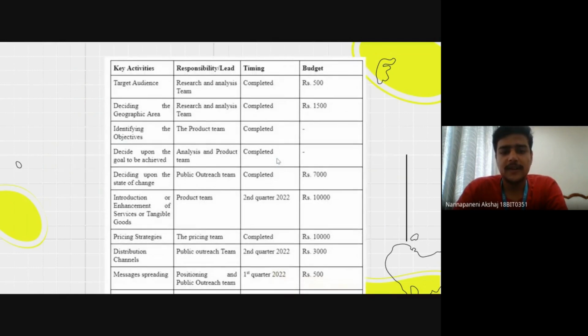So this is the social marketing implementation plan. The key activities, the responsibility of the lead, the timing at which they will be implemented, and the total budget allocated for each and every activity. So that was our social marketing plan to fight obesity.